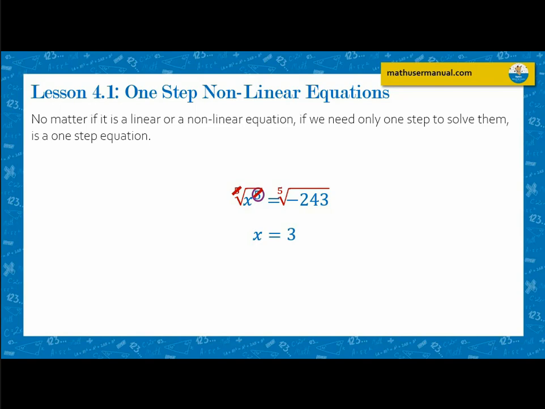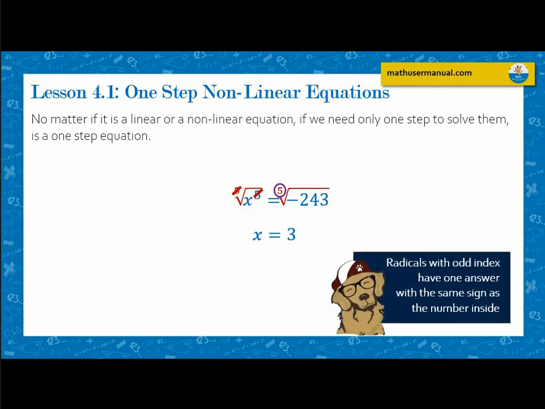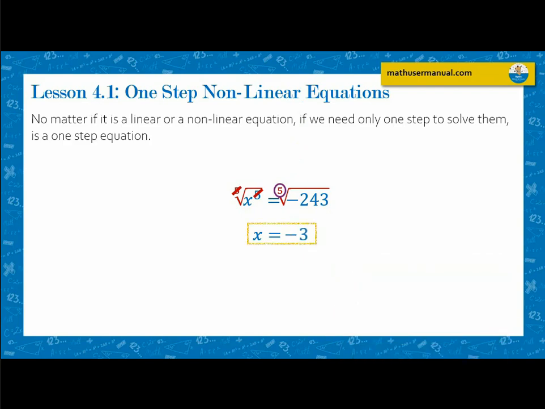But always when dealing with radicals, we must take a closer look at the index. Because now the index is odd. When it is odd, we only have to focus on one answer. But the answer must have the same sign as the number inside of the radical. So because the number inside of the radical is -243, our answer must be -3. So the signs match, and x equals -3 is our final answer.